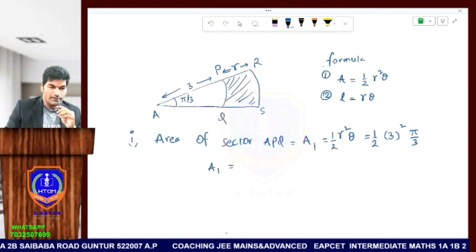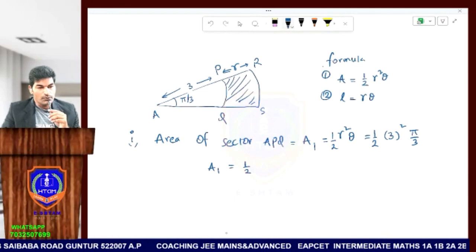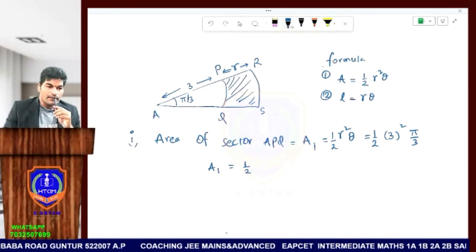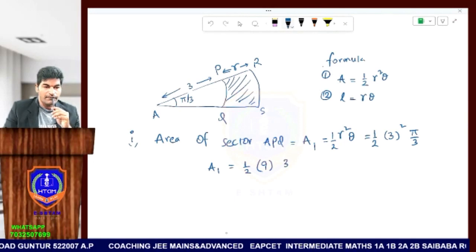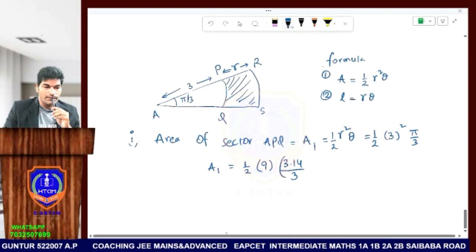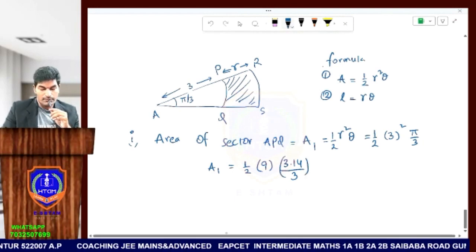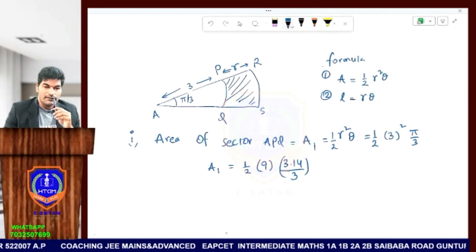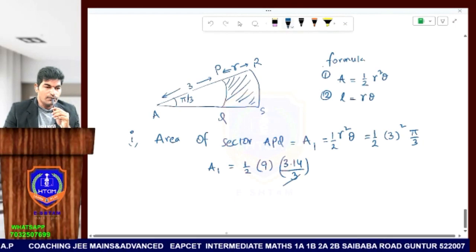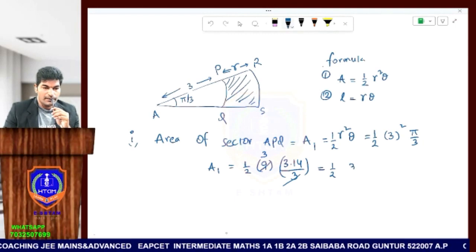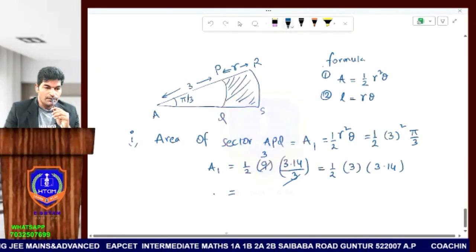So therefore A1 equal to 1 by 2 of r square means 3 square. 3 square means 9, and pi was 3.14 by 3. Because we want the numerical value, that's why I converted pi into 3.14 by 3. And 3 goes into 9 in 3 times. Now the value becomes 1 by 2 times 3 into 3.14. Now we will multiply these two values.